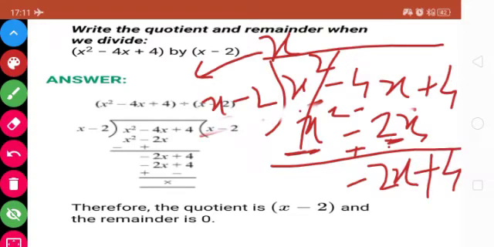Now how many times will this divide this? So again compare first term to first term. Here the first term is minus 2x and here the first term is x.